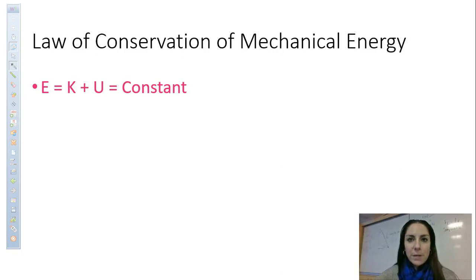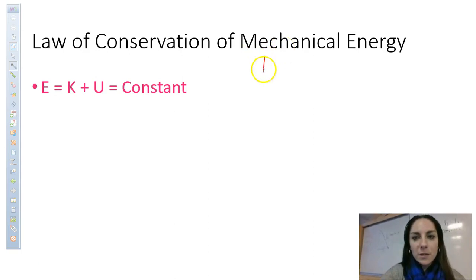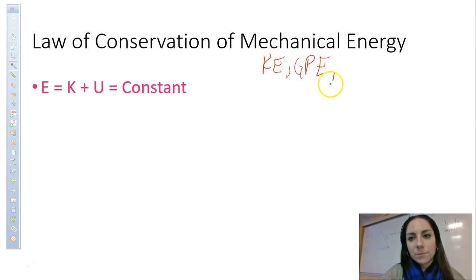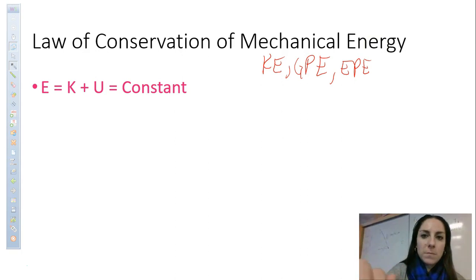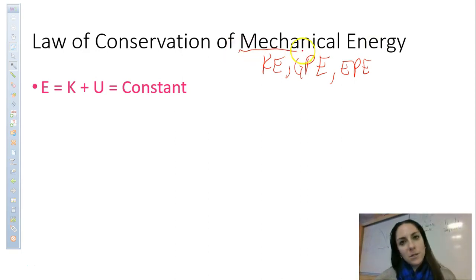So we can write this in a couple different ways. Mechanical energy refers to the three energies introduced earlier: kinetic, potential, both gravitational potential and electric potential. Of course, this is definitely different than thermal energy, different than chemical energy, different than electrical energy, because it's based on position and velocity, so that's why it's mechanical energy.